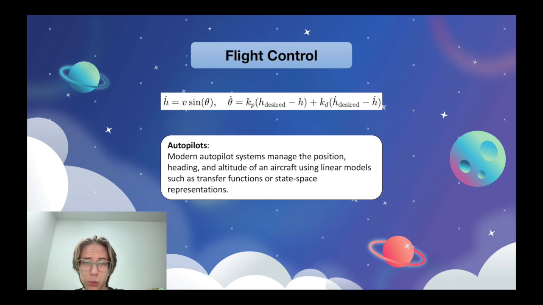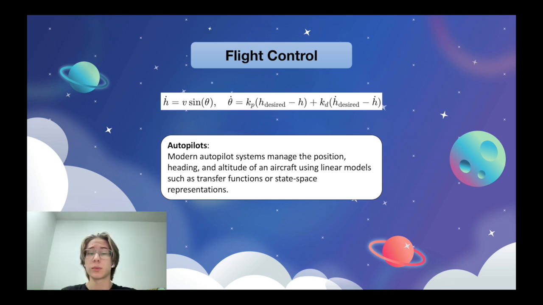You can see the linear model which can be used, where h is the altitude, theta is the pitch angle, and kp and kd are proportional and derivative gains. This linear system is used to calculate elevator deflection to minimize altitude error.